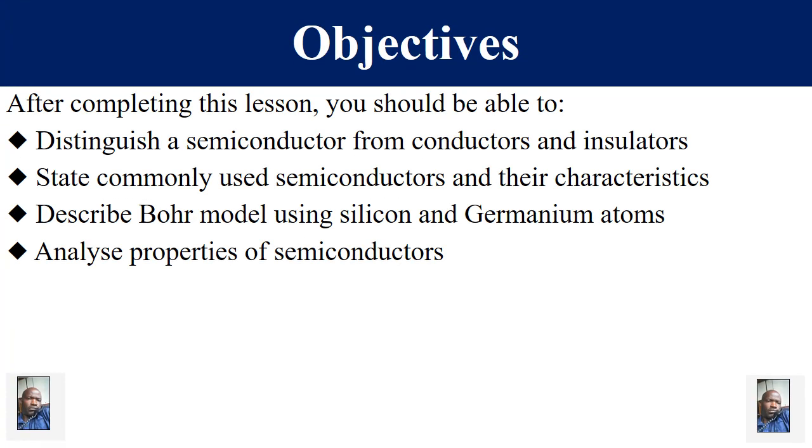First things first, objectives. By the end of the presentation, you should be able to distinguish a semiconductor from a conductor and also from an insulator. You must also be able to state the commonly used semiconductors and their characteristics. Then, using a Bohr model, you must be able to describe silicon and germanium atoms. Last but not least, you must be able to analyze the properties of silicon as well as those of germanium.